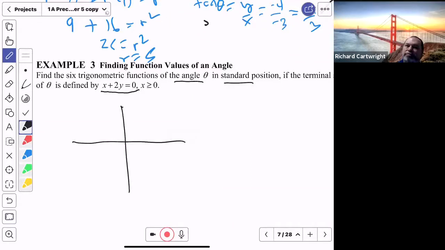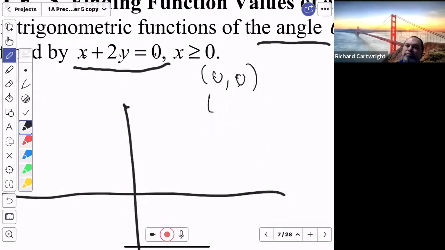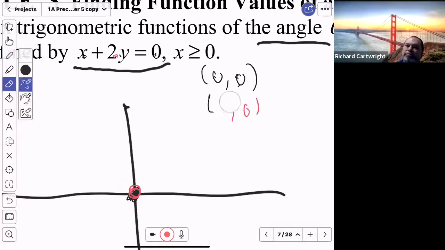If I graph it, I'm going to use the intercepts that we've learned 100 times. If x is 0, then y is 0. Okay. Is that true? It's going to be a line that definitely crosses through 0, 0. That's not exciting at all. Because if the y is 0, then the x has to be 0. Both intercepts are the same, so that wasn't exciting at all. So I need to graph that line. Okay, I need one more point.